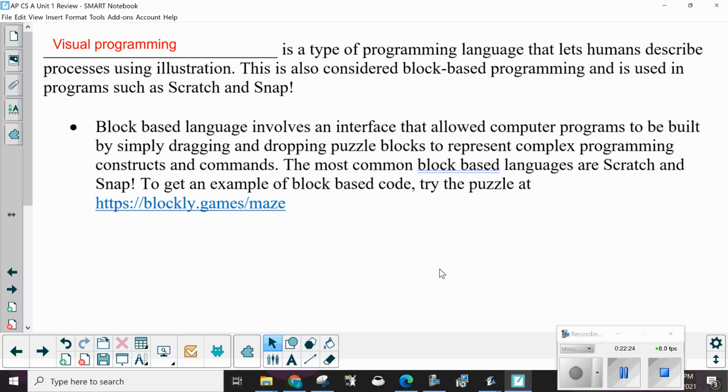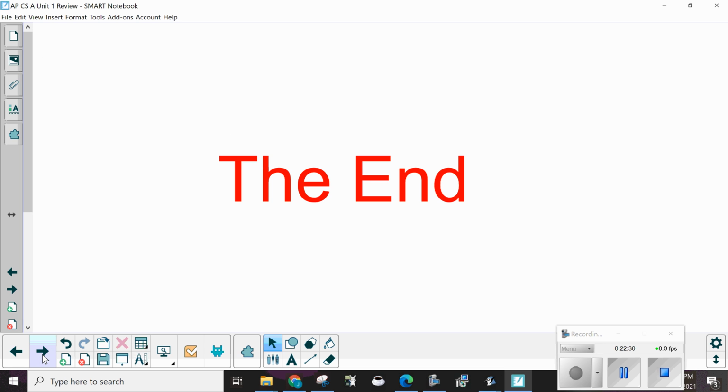To get an example of block-based code, you can go to blockly.games maze and have a try. And that concludes your Unit 1 review.